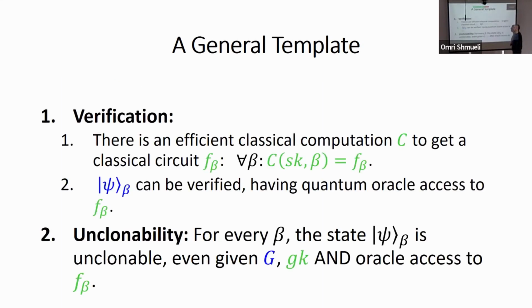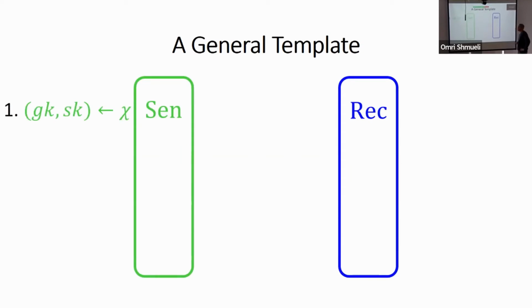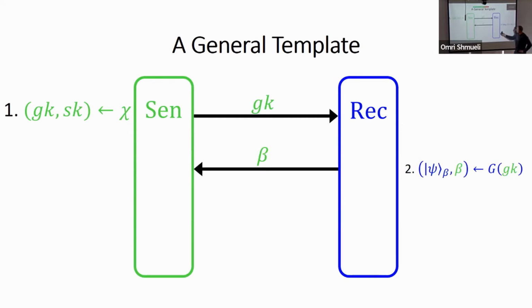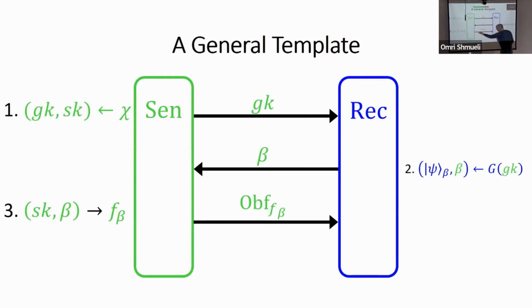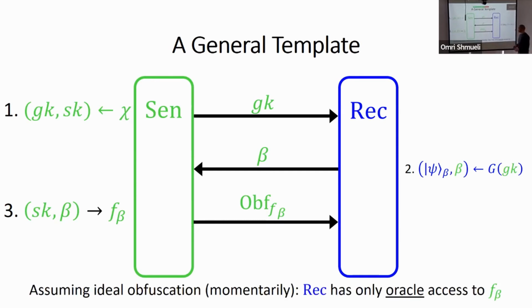And how do we use this template, with these properties? The sender can sample a generation key and a secret key. It can send this public generation key to the receiver. The receiver performs this computation, measures, gets the sampled state, and sends the measurement result back to the sender. The sender computes the description of F beta and then sends an obfuscated circuit of F beta. And just momentarily, we're going to think about this as ideal obfuscation, which means that effectively, by sending this ideally obfuscated circuit, the sender enables a quantum oracle access to this classical function F beta.